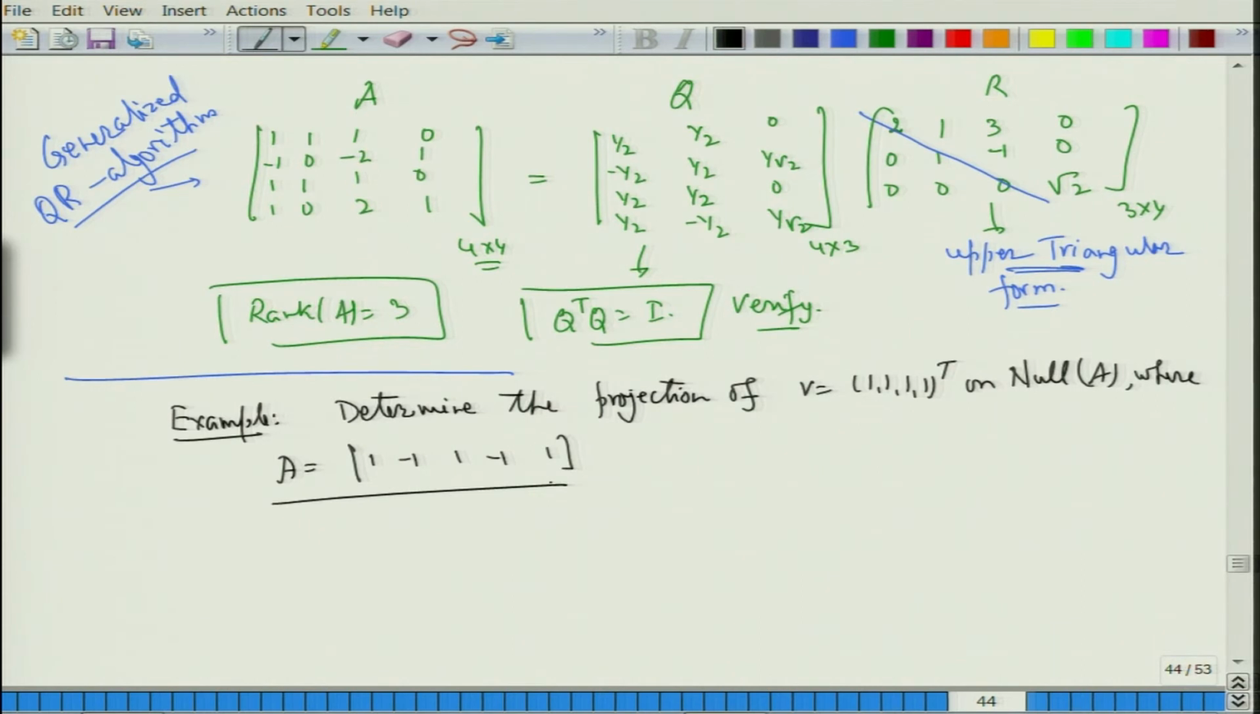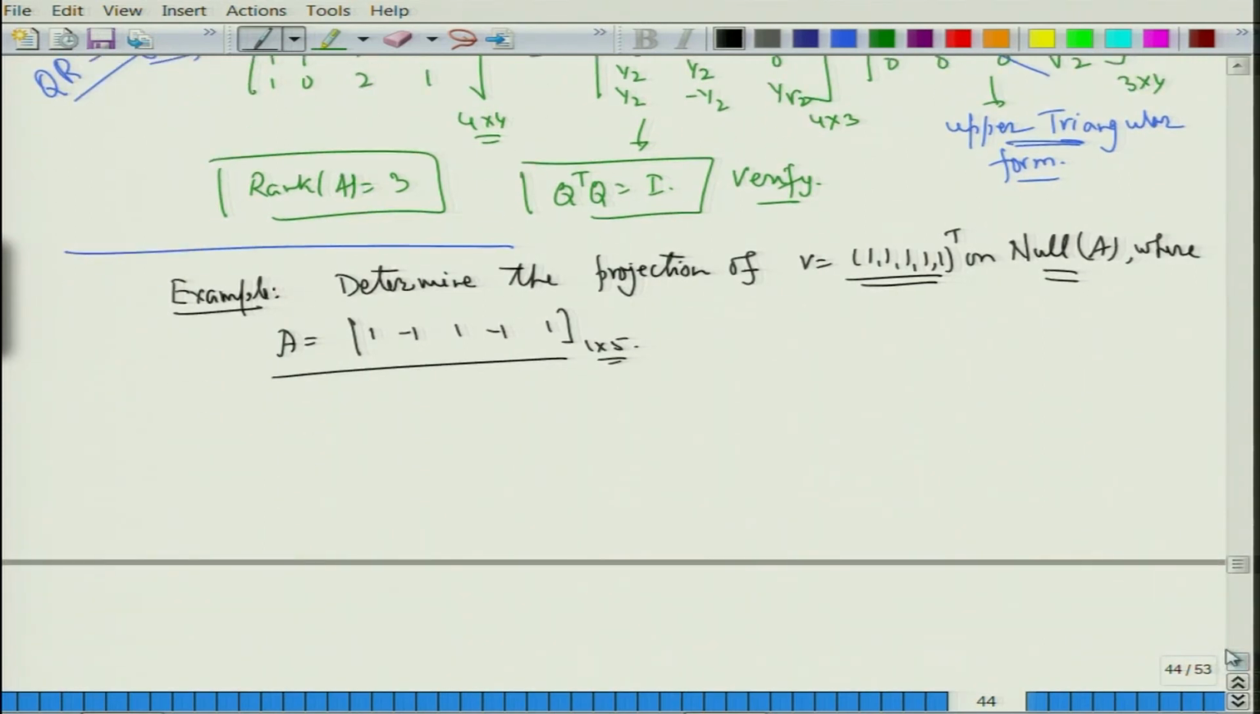So this matrix A is 1 cross 5, and I should have written one more component because V has 5 components, there should be 5 components here also. So I have to look at the projection of V on the null space of A. So let's compute the null space of A and then proceed. We'll do it via 2 methods if I have time. So method 1 is to look at what is the null space.